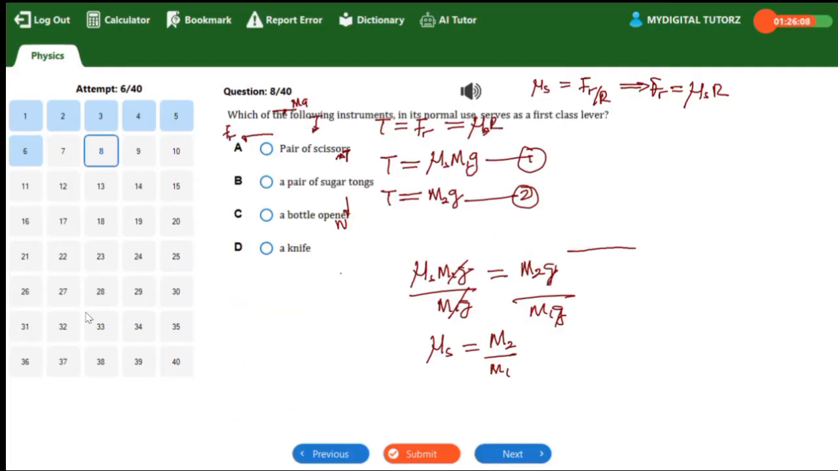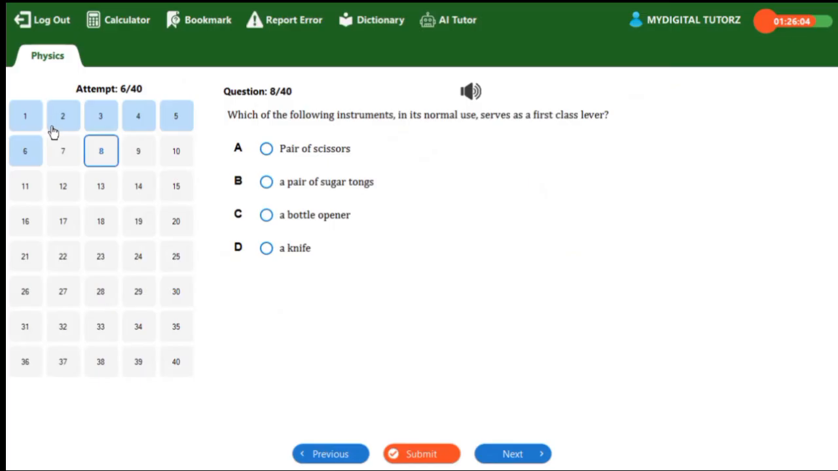Moving on to question 8. Question 8 says, which of the following instrument in its normal use serves as the first class lever? Remember, we have 3 types of lever, a simple machine: first class lever, second order, and third order. In first class, we have the point of axis of rotation, the fulcrum, between the load and the effort. Example is a pair of scissors. So that our answer is option A.